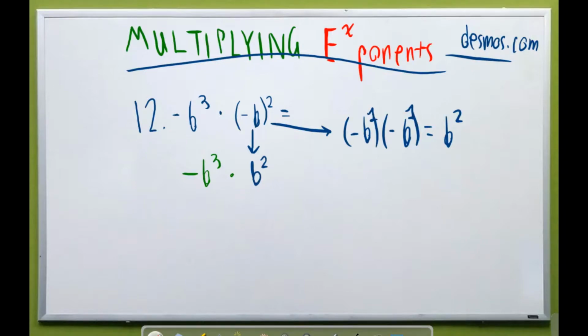Now we're just going to solve it as normal. So we know that the first thing we do is handle our coefficients. This has -1 as its coefficient, and this just has 1 as its coefficient. So -1 times 1 is just -1. B cubed times b squared, 3 plus 2 is 5. So our final answer is -b to the 5th power.